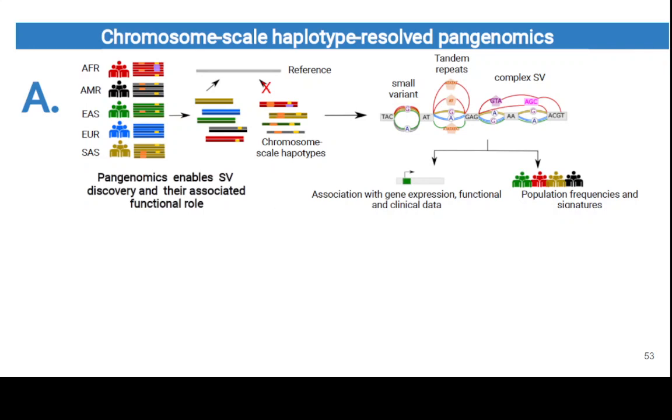Essentially, you can also import the tandem repeats, for example, in the form of this bubble that can happen in different individuals and populations, and also the complex assays. So the pangenomes can enable comprehensive assay discovery and also the long-range interactions of the haplotype. For example, there may be a variant interacting with this variant, and also the functional relationships.